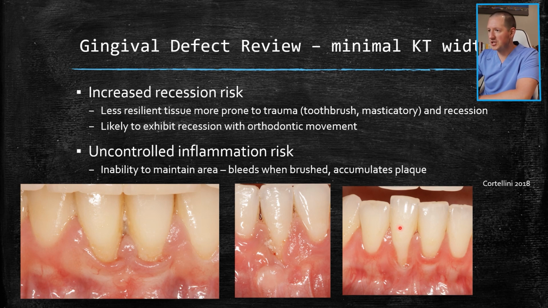But we can see and appreciate that in all three of these examples, a lack of keratinized tissue for these patients makes it less easy for them to clean, more prone for infection and inflammation, and also more prone to recession. All three of these examples have recession in combination with a lack of keratinized tissue. So that's why it matters that the keratinized tissue width is controlled.